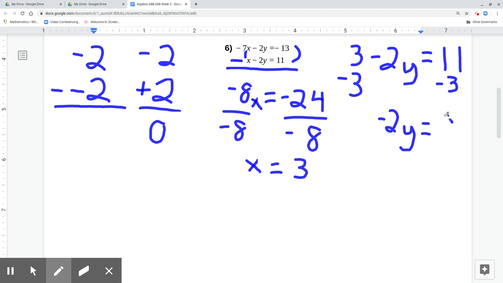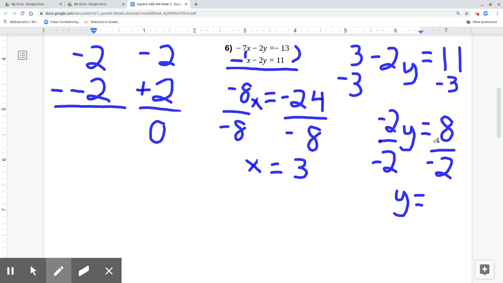Now we have one more step here. Go ahead and pause the video and see if you can figure out what will happen when we do that next step of inverse operations. Okay, our next step is to divide by -2 on both sides. And that is going to give us the value of y, which is y is equal to -4.